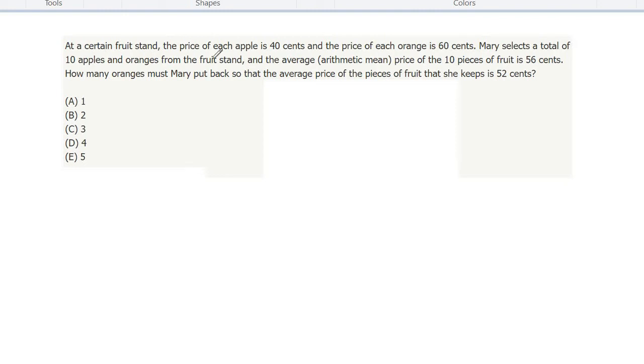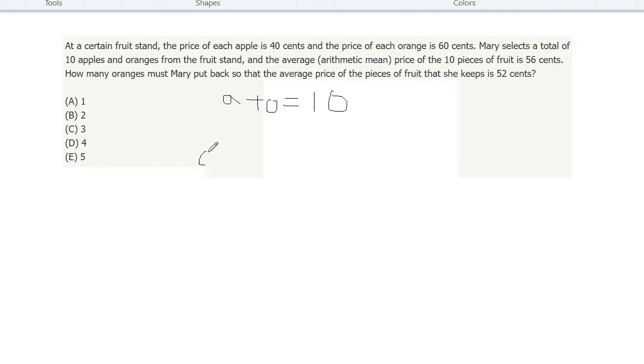There's a certain fruit stand and the price of each apple there is 40 cents. The price of each orange is 60 cents. Mary selects a total of 10 apples and oranges from the fruit stand. So what we know is that, defining A as being an apple and O as being an orange, A plus O is equal to 10. It's the total number of apples and oranges. And it's saying the average arithmetic mean of these 10 pieces of fruit is 56 cents.